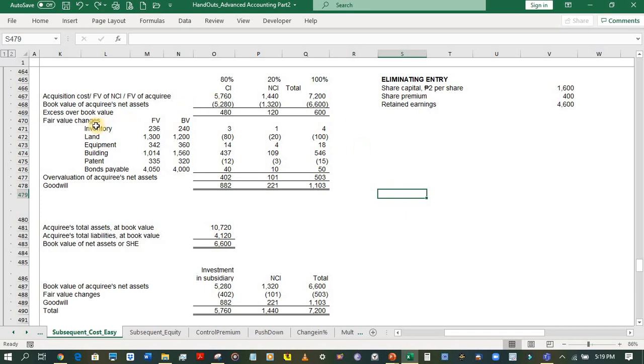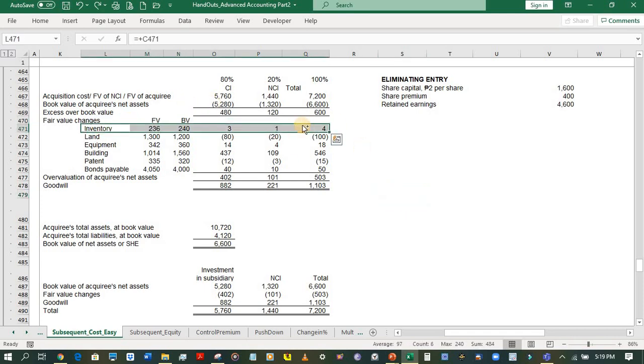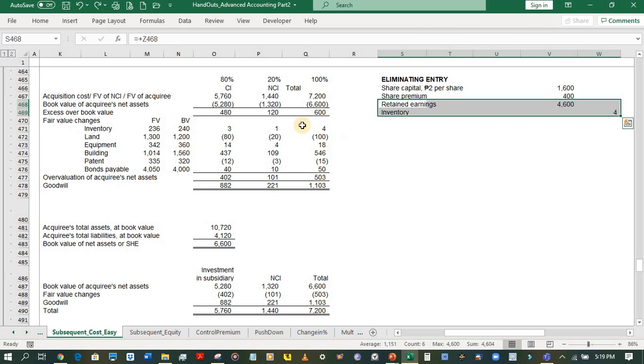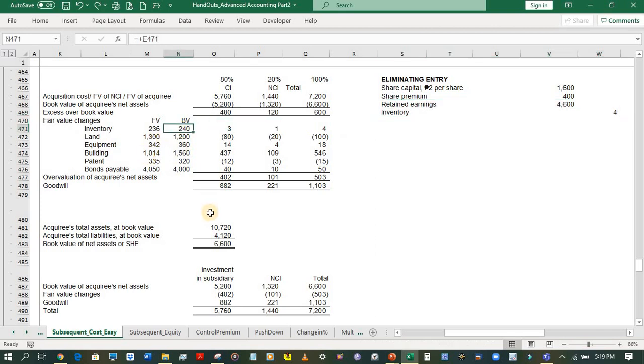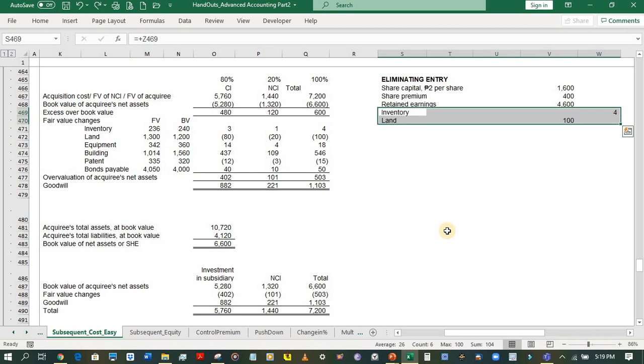So let's start with the inventory. For inventory, the book value is 240 and the fair value is 236, which means it is overvalued. We need to reduce the inventory by 4 pesos. That is why inventory is credited at 4 pesos. For the land, since land is undervalued because it is recorded at 1,200 and it needs to increase to 1,300, we need to debit land for 100 pesos.